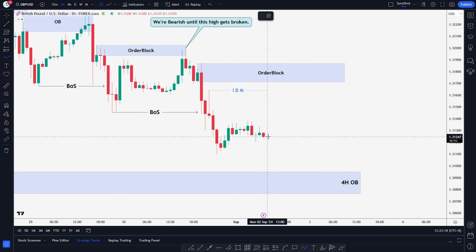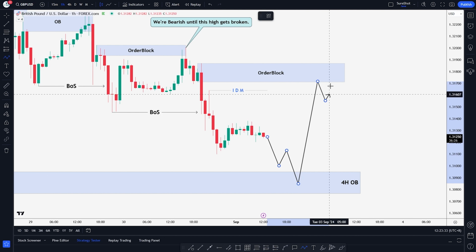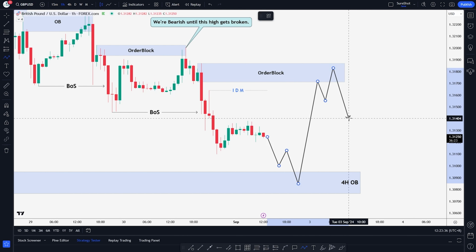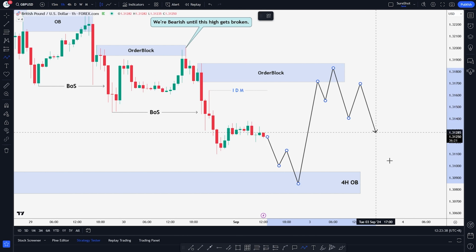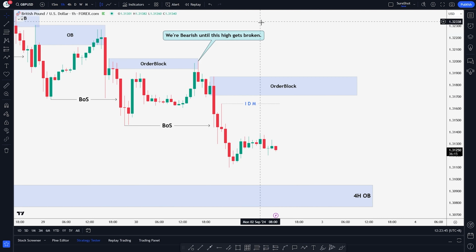We're expecting that the market initially may give us a false reaction to this order block and then might give us a reaction, and we can look for a short-term buy opportunity till this bullish order block. Then we can look for another short setup. If we get a reaction, then we can continue to go lower. But we also have to keep in mind that we are bearish until this high gets broken.